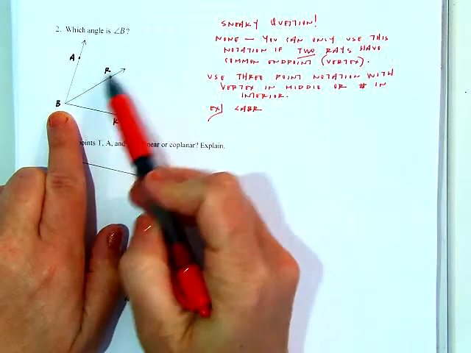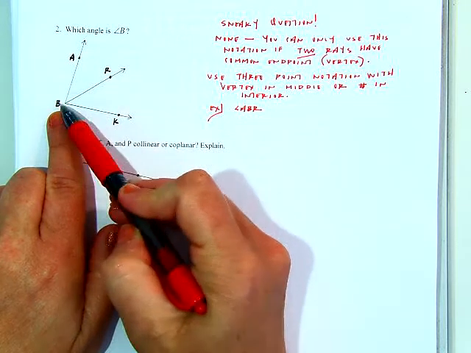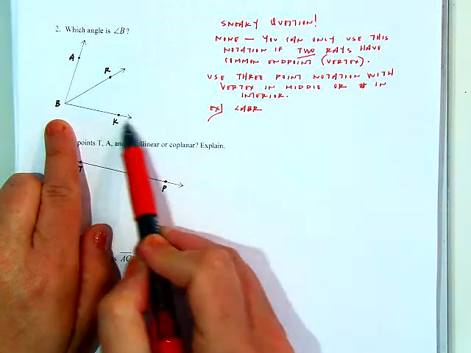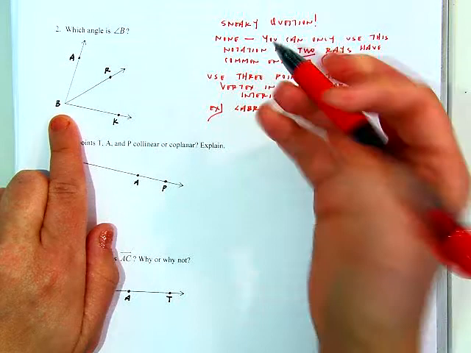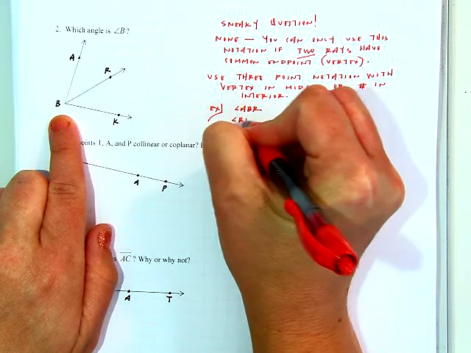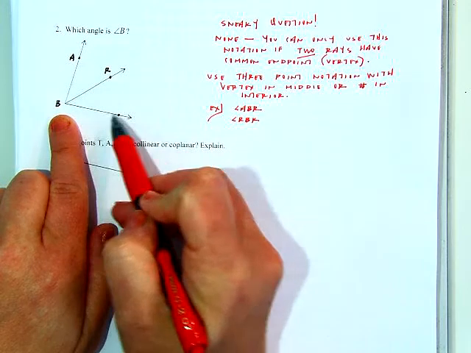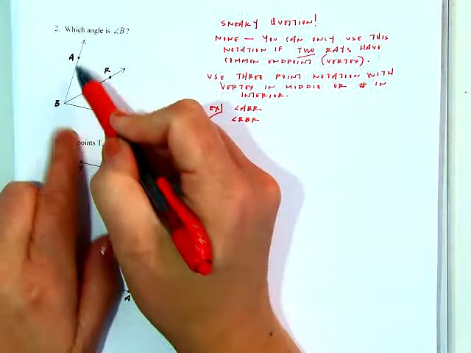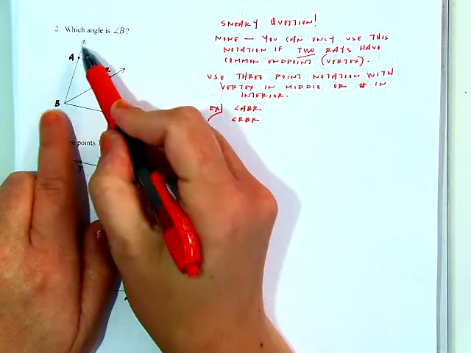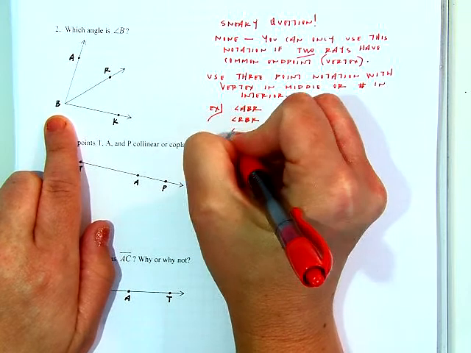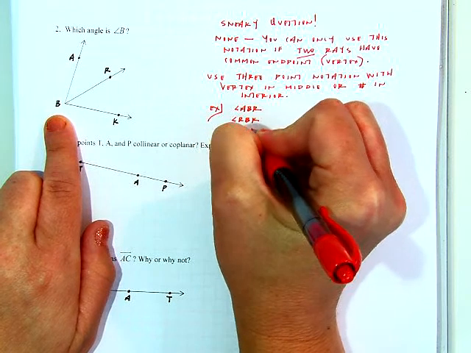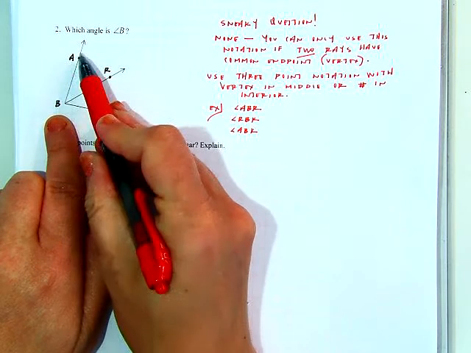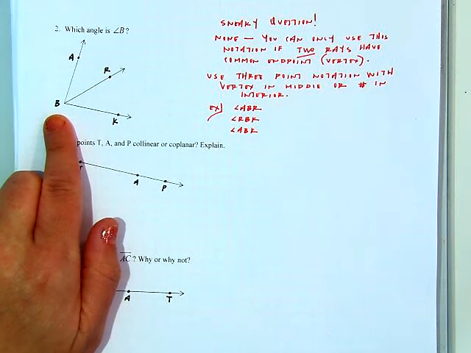I could have said RBA also, that would be the same angle. Okay, if I meant this one down here, I could say RBK. But again, that's the same angle as KBR. That's just another way to name it. And then the last angle, this big one right here, I can name it ABK. Or I could have named it KBA. So when I use that 3-letter notation, the 3-point notation, the vertex is always in the middle.